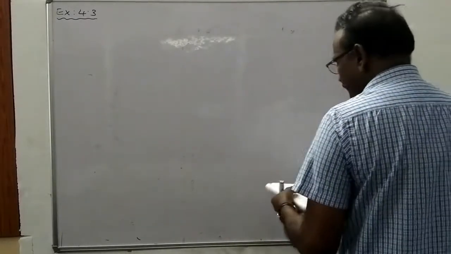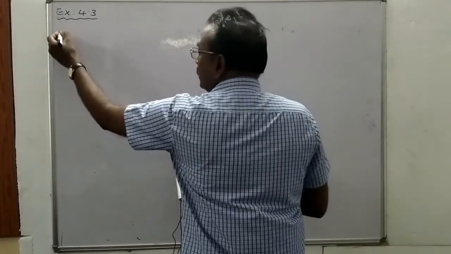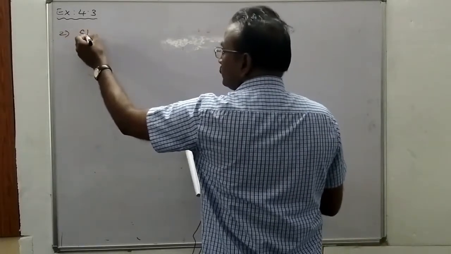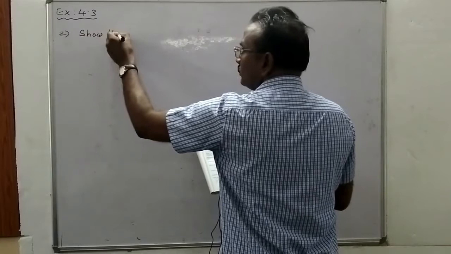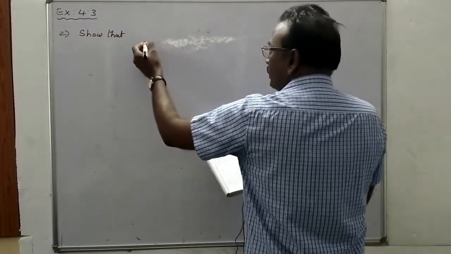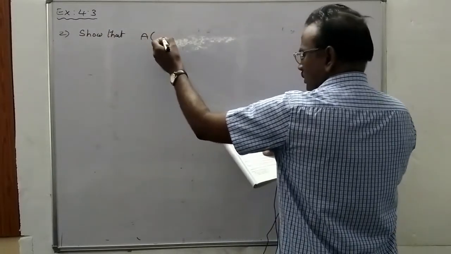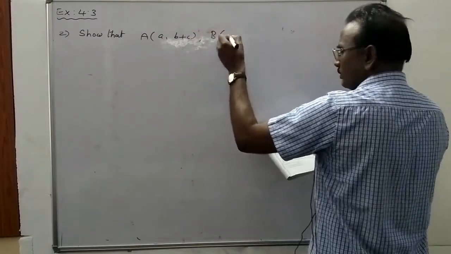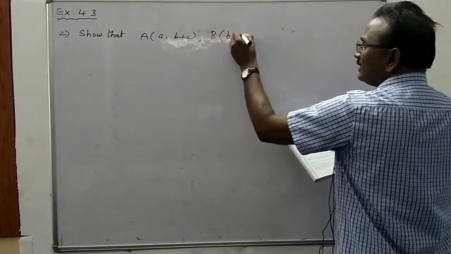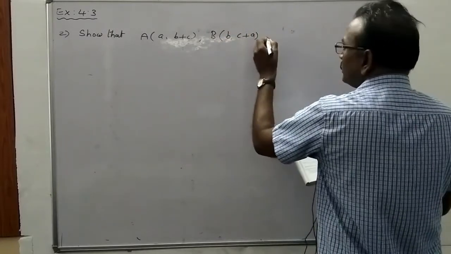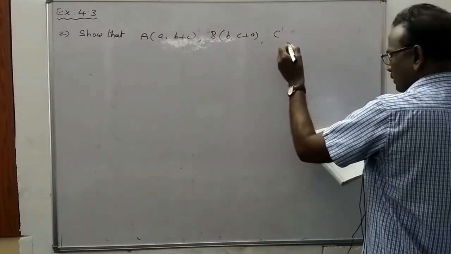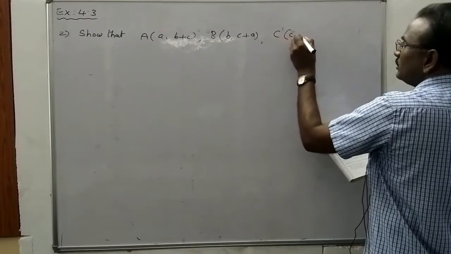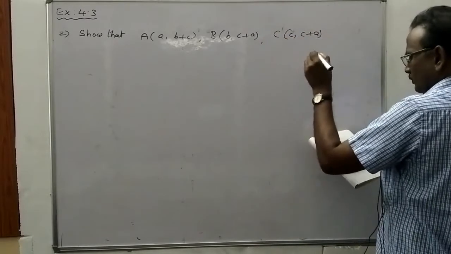Next, the second question: show that A comma B plus C, B comma C plus A, C comma C plus A are collinear.